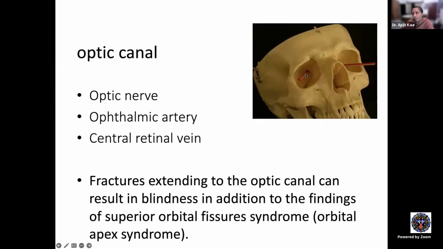Now come to the optic canal. This optic canal majorly transmits the optic nerve with the ophthalmic artery and the central retinal vein. Now, why is this important? Because the fractures extending to the canal can result in blindness. Also, all the lesions of the optic nerve which go into the canal are capable of affecting the contralateral field. Why? Because we have, what do we have here? The Meyer's loop.